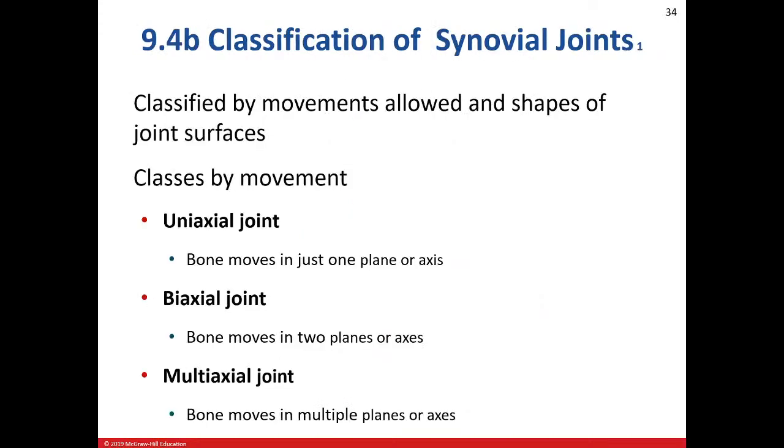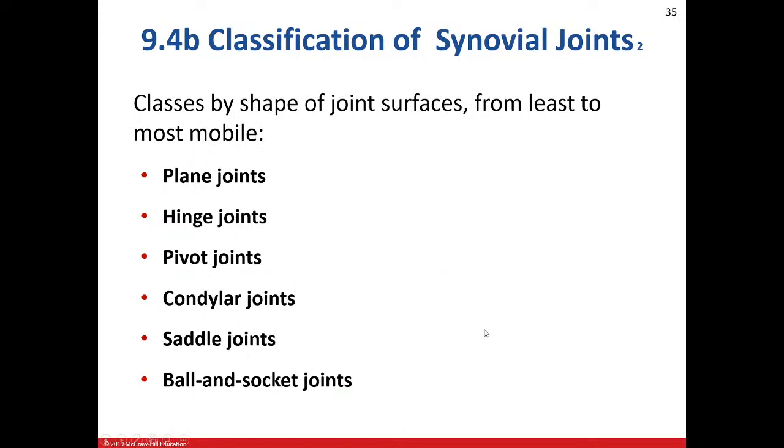So joints can also be classified by their type of movement. What type of movement is possible here? You can have a uniaxial joint where the bone moves in just one plane or one axis. You can have a biaxial joint where the bone moves in two planes or axes, or you can have a multi-axial joint where the bone moves in multiple planes or axes.